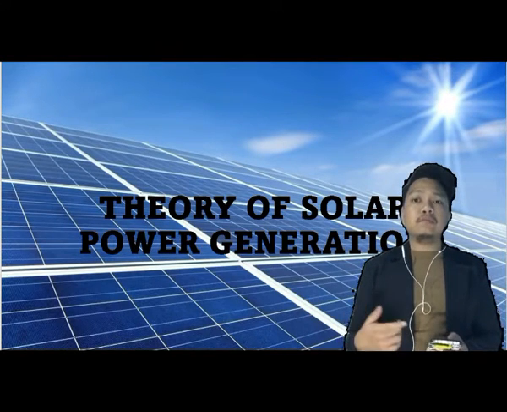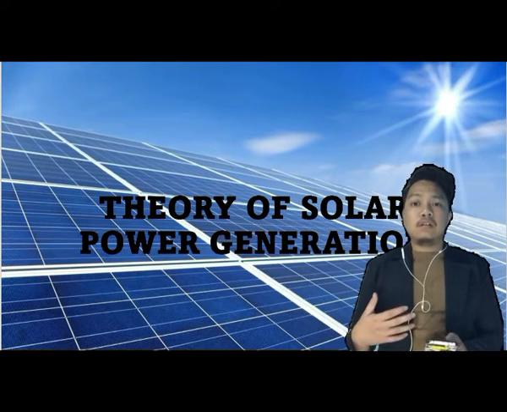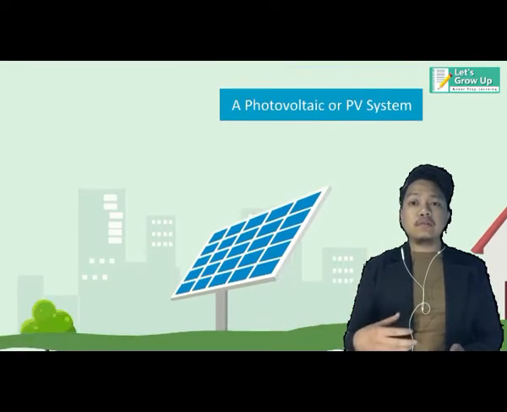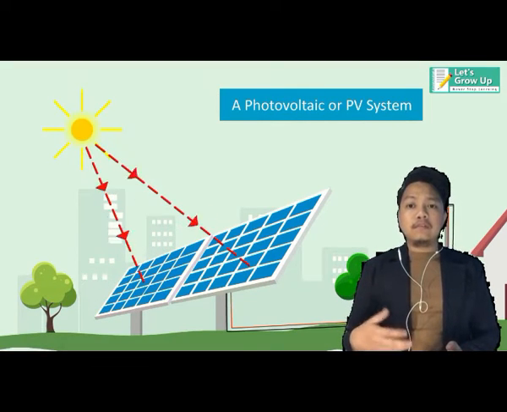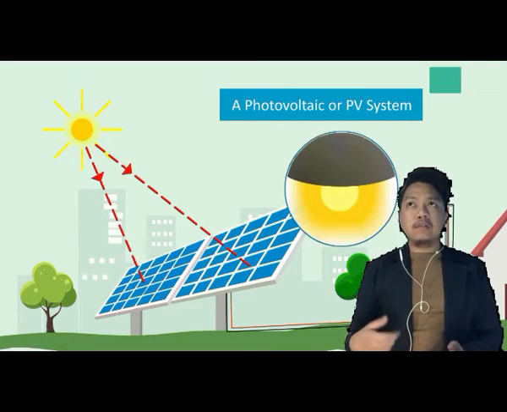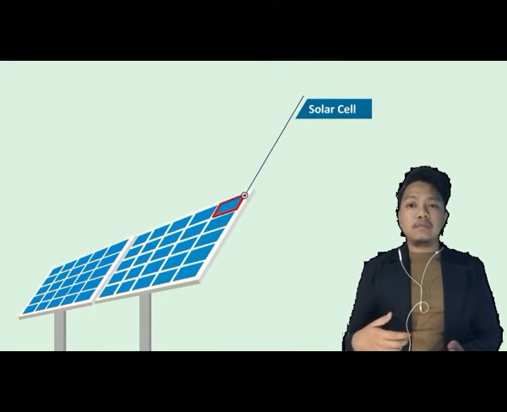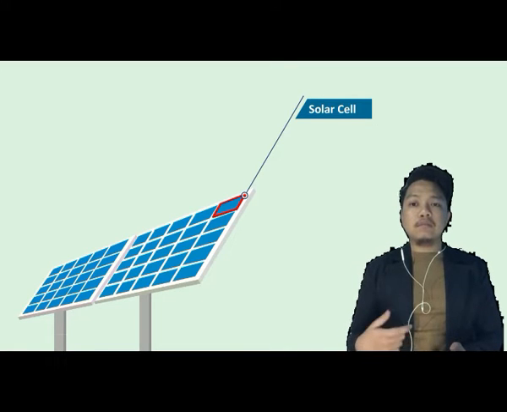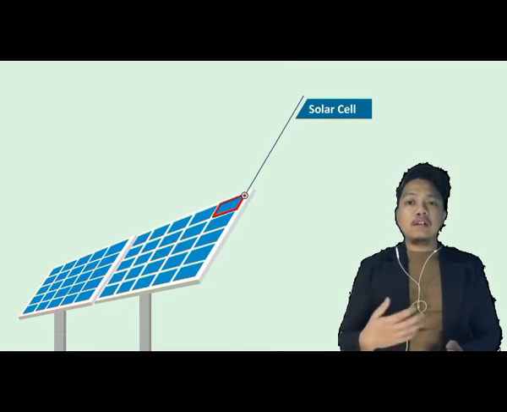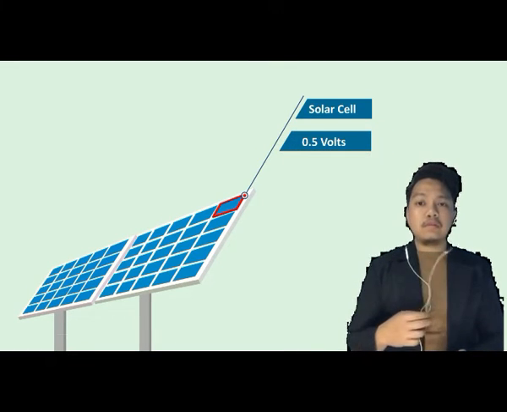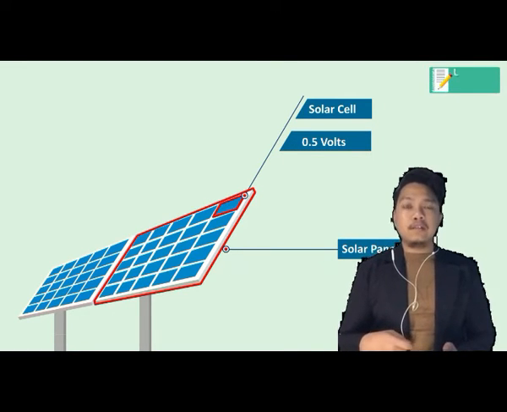Then we move to the theory. How is solar energy used to generate electricity? A photovoltaic or PV system is used to convert the solar or light energy into electrical energy. The basic component of a PV system is known as the solar cell. A single solar cell has a capacity of producing about 0.5 volt of electricity.